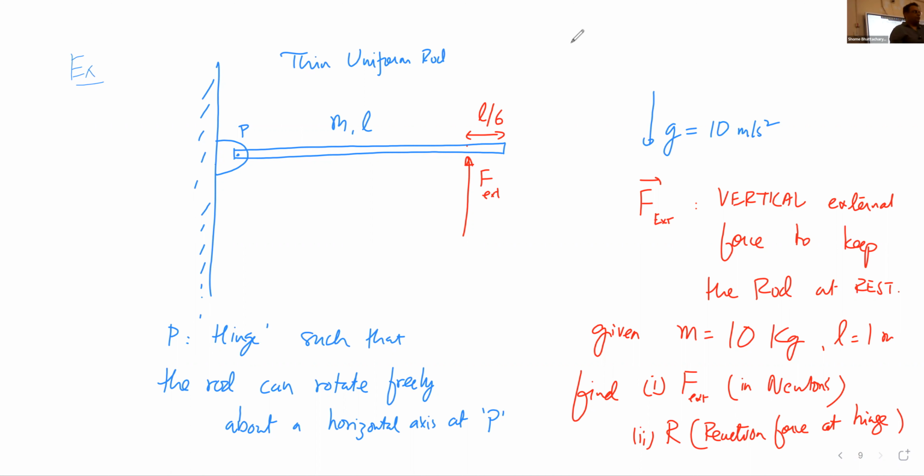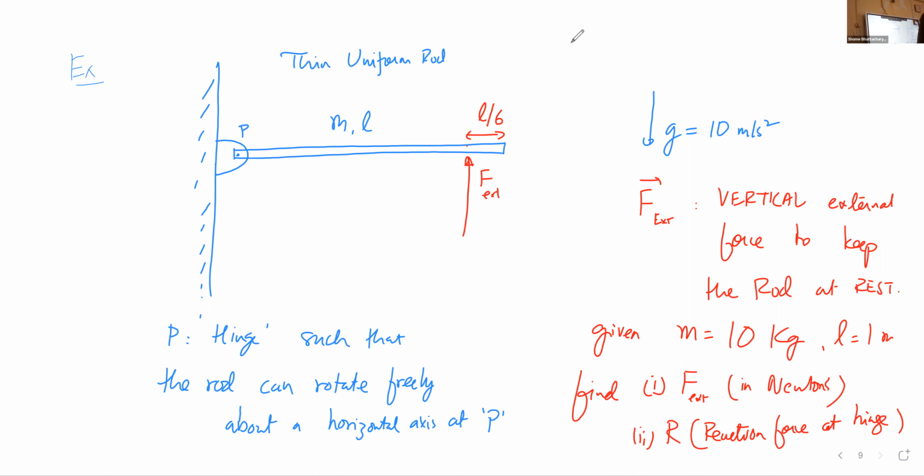So now this is a problem of what we call equilibrium of rigid body, because the rod is at rest and it's not accelerating or angularly accelerating. When we talk about a rigid body being at rest in equilibrium, two things have to be zero. Acceleration of center of mass has to be zero because there's no translation happening, so net force has to be zero. But in addition to that, the angular acceleration also has to be zero.